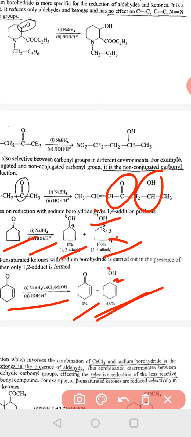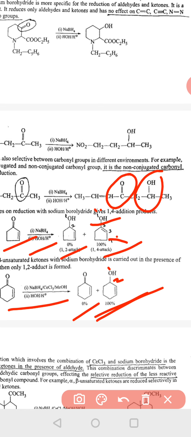This occurs when we use combination of cerium chloride and sodium borohydride. This combination discriminates between different ketonic and aldehydic carbonyl groups, affecting the selective reduction of the less reactive carbonyl group in a dicarbonyl compound. If we have two types of carbonyl groups in a compound, one is less reactive and the other one is more reactive, then reduction of less reactive carbonyl group takes place if we use cerium chloride and sodium borohydride as the reducing reagent.